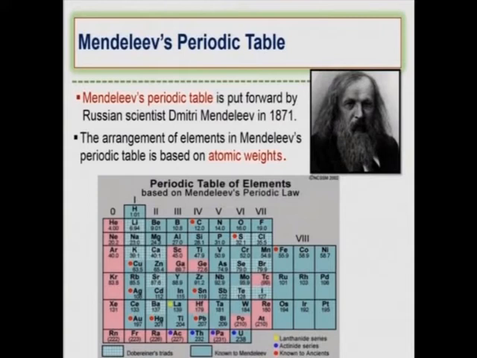When he designed this Mendeleev periodic table, the arrangement of elements was based on atomic weight. If you compare it with the modern periodic table, that is the only difference. In the modern periodic table, elements are arranged based on atomic number, and in the Mendeleev periodic table the elements are arranged based on atomic weight. You can also see how the Mendeleev periodic table looked.